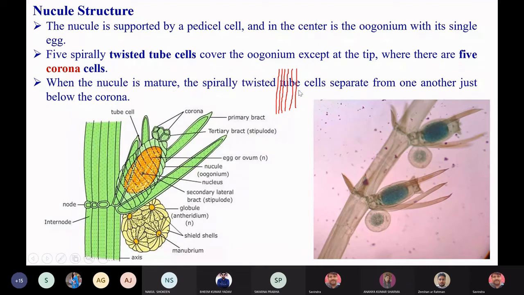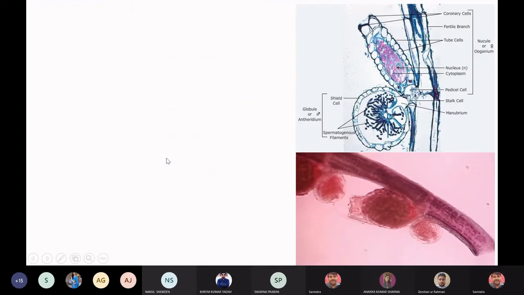And when the nucleus is mature, the spirally twisted tube cells separate from one another just below the corona. From here they start becoming loose when it matures. So this was all about the structure of nucleus.